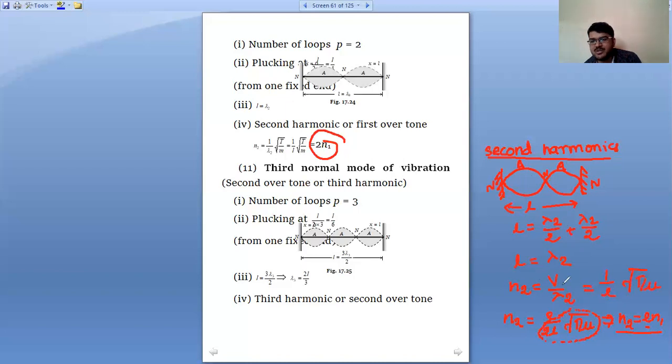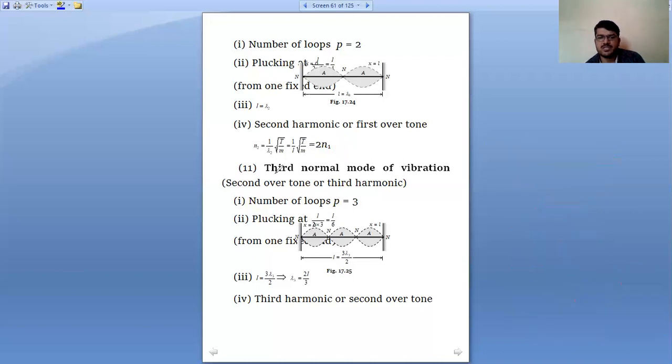Now the frequency formula we know, V by lambda. So N2 is equal to V by lambda 2. In place of lambda 2 we put L, so 1 by L under root T by mu. Here we multiplied and divided by 2, so you got 2 by 2L under root T by mu, and that is equal to N2 is equal to 2 times N1. Okay, understood? Okay, next one. Let's move ahead.